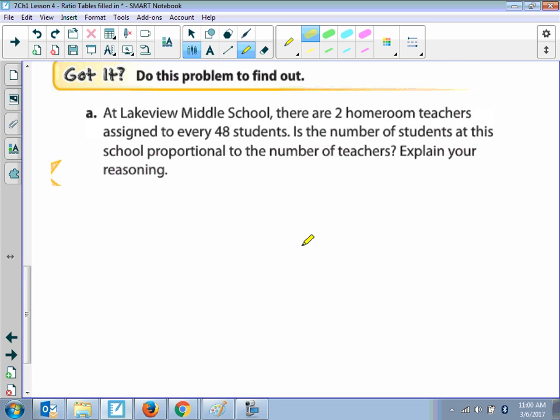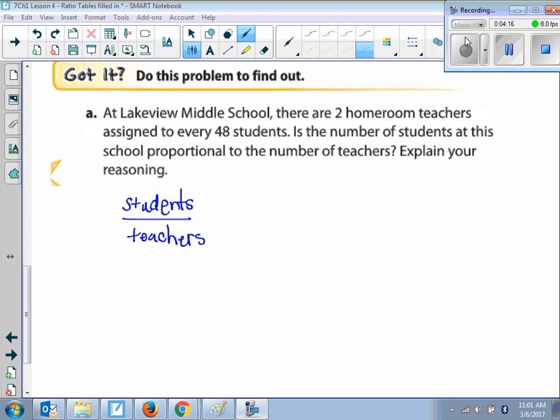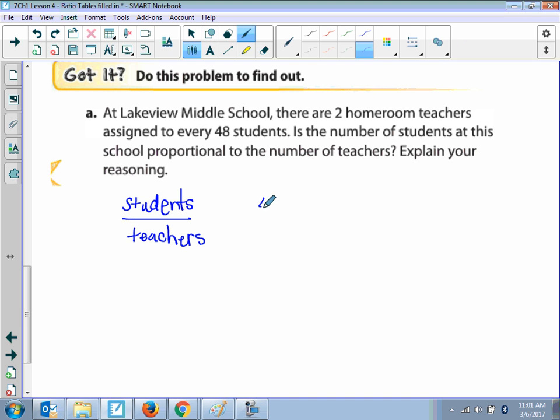So, at Lakeview Middle School, there are 2 homeroom teachers assigned to every 48 students. Is the number of students at this school proportional to the number of teachers? And explain your reasoning. So, if I'm going to set up my original rate, we're going to compare students to teachers. Okay? So when we compare students to teachers, our original rate is 48 students to how many teachers? 2 teachers.